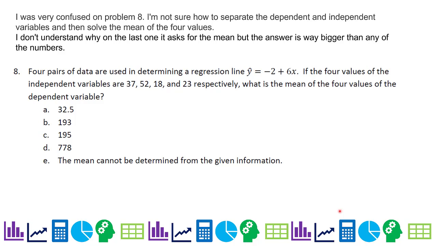Number 8. 4 data points are used in determining a regression line, y hat, or a predicted y, equals -2 plus 6x. If the 4 values of the independent variables are 37, 52, 18, and 23 respectively, what is the mean of the 4 values of the dependent variable? Okay, so first of all, we used these to create our regression line. We just don't know what the y's are, and so they haven't told us that, right?